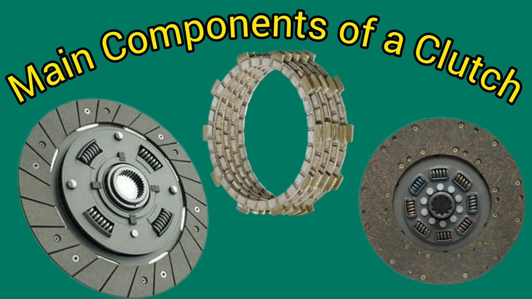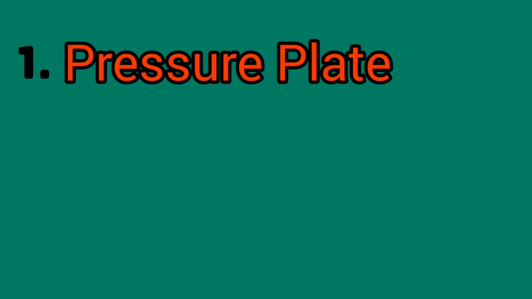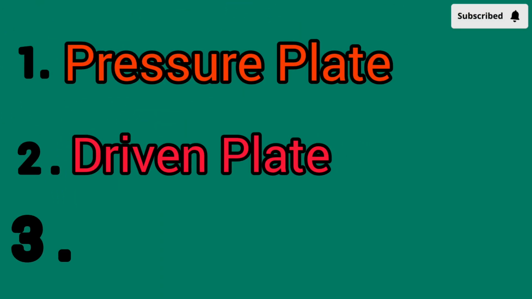Main components of a clutch: 1. pressure plate, 2. driven plate, 3. throwout bearing.